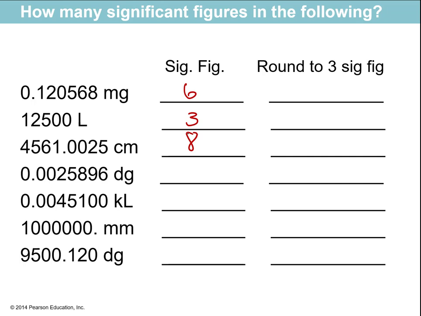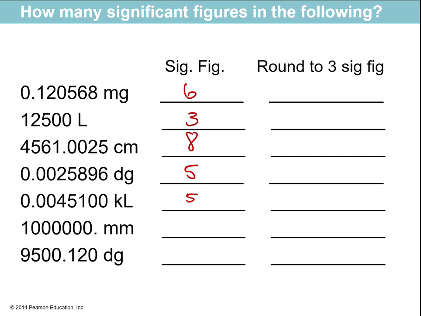What about 0.0025896 decigrams? 5. Zeros out front, not significant. Leading zeros never count. 0.004510 kiloliters. 5. Anybody not get that? So remember, zeros at the end after a decimal, those are significant.